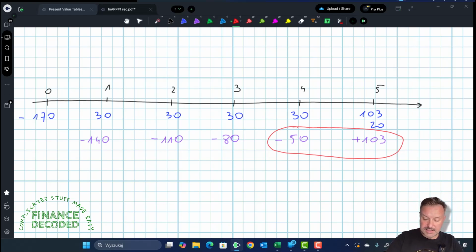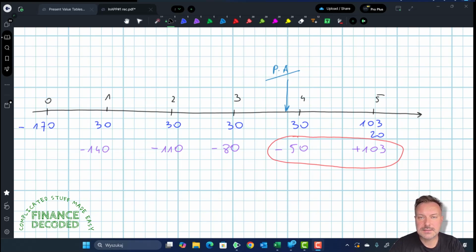For project A, the payback period was somewhere here. This is project A, slightly less than 4 years. Now we see that for the second project, the payback period is coming after year 4. It is obvious that the project that will be preferred by investors in this case is the project that has the shorter payback period. Why is that?